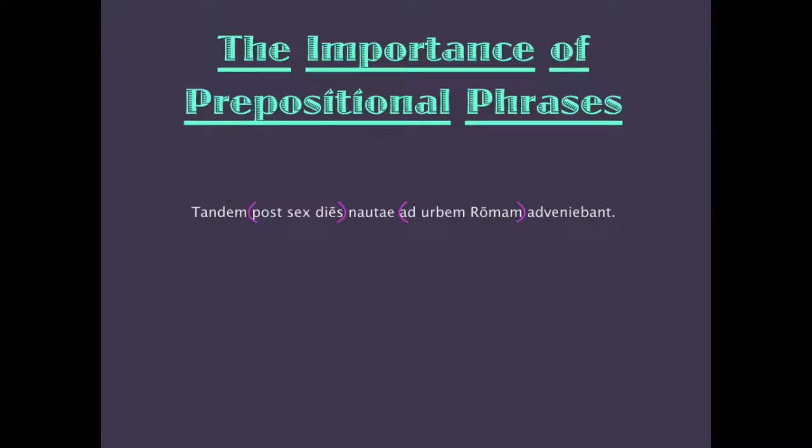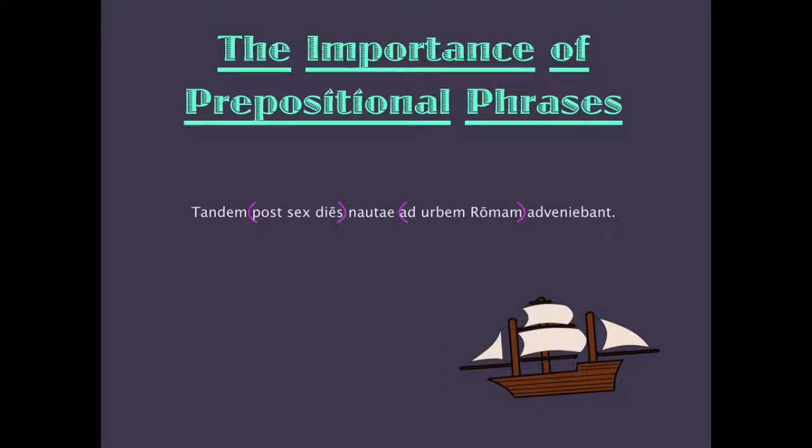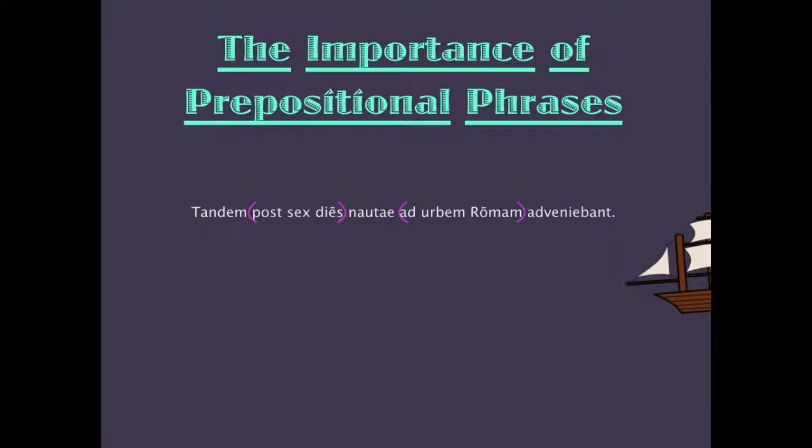That main idea says tandem, finally, nautae, the sailors, adveniebant, arrived. When did they arrive? First prepositional phrase, after 6 days. Where did they arrive? To the city, Rome. Knowing how to identify prepositional phrases and to put the words together that are not part of them will be very useful when translating Latin sentences.